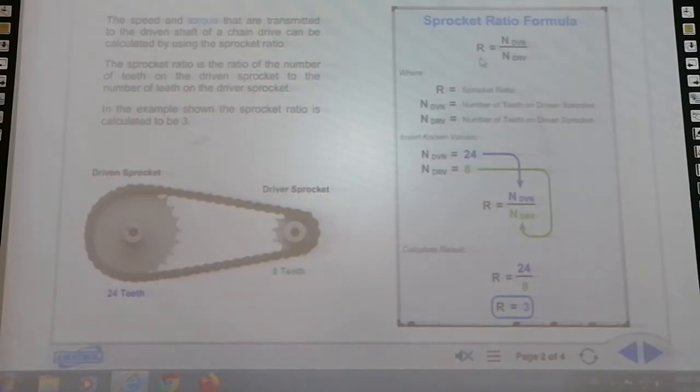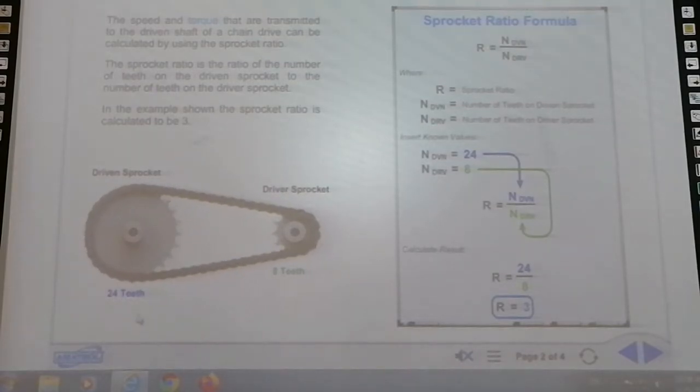So on the right top corner there is the formula R is equal to N dvn divided by N drv. N is the number of teeth, R is the sprocket ratio. N dvn means driven sprocket, N drv means driver sprocket. So if you divide the number of teeth of driven sprocket by the number of teeth of driver sprocket, you will get this ratio. This ratio will tell you about the speed between the two sprockets.